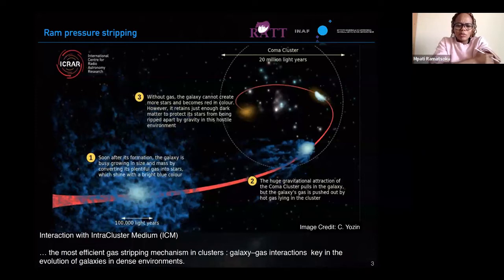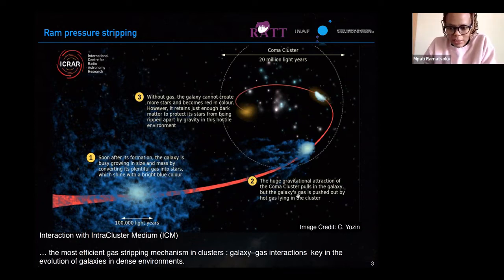So to go into a little bit more detail of what ram pressure stripping is, I'm going to use another illustration by Cameron Yosen, who I think is still at ICRAR, I'm not sure, to try and explain it. So soon after a galaxy has formed, it's growing in size, of course, acquiring gas and making stars, and it's blue. It's a late-type galaxy, much like the galaxy that we live in, which is a late-type galaxy.